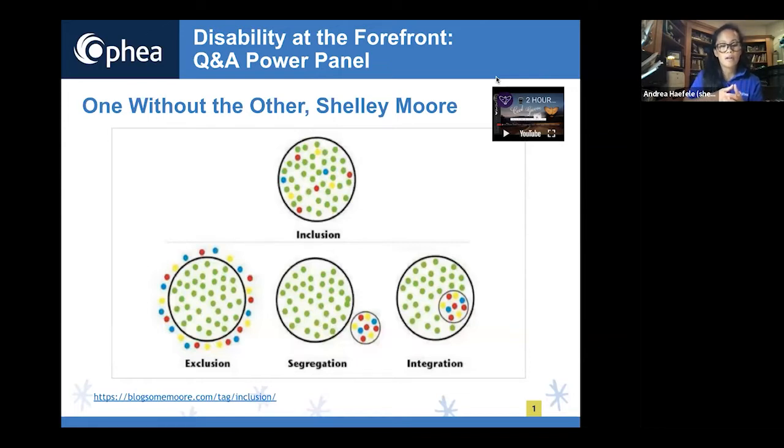In Shelley's book called One Without the Other, published back in 2016, she talks about how she explored this image with her students in her course at the University of British Columbia. As her students labeled each circular image with the terms inclusion, exclusion, segregation, integration, the majority of them agreed that the top circle represents inclusion. And this is what our classrooms should be, okay?